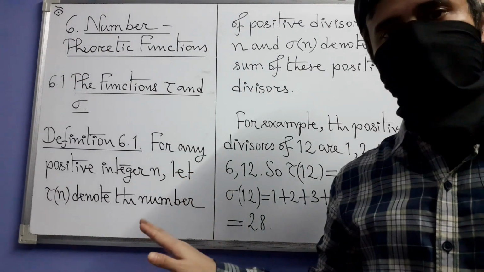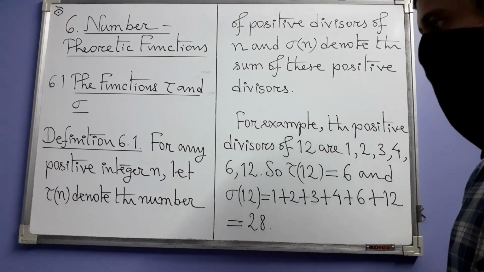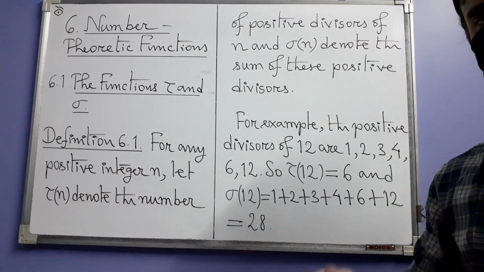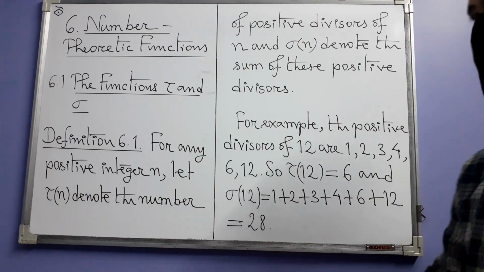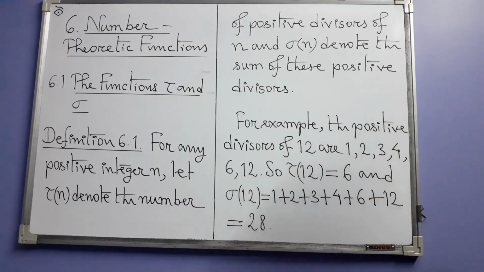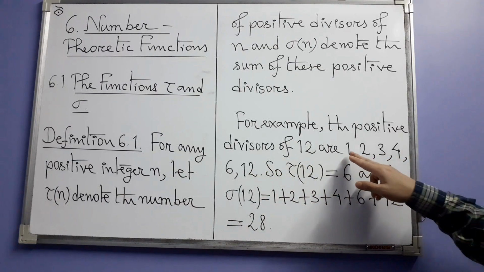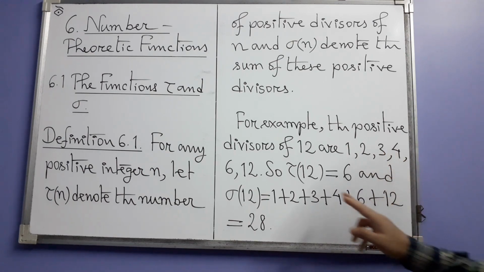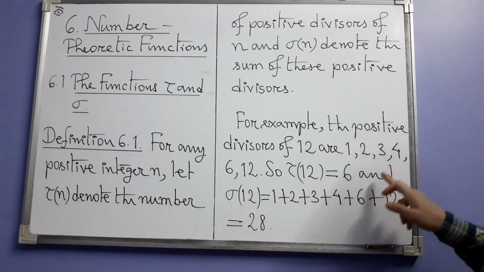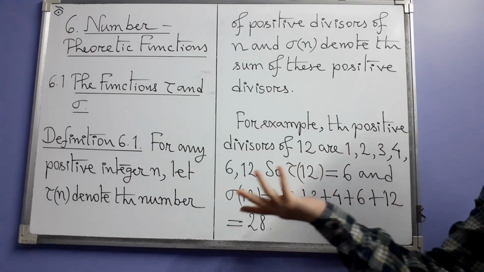So these are the functions tau and sigma. They are defined for positive integer inputs, that is, they are arithmetic functions. And what are their definitions? If you have any positive integer n, tau of n denotes the number of positive divisors of n, and sigma of n denotes the sum of these positive divisors. That's what they are. For example, if your input n is 12, say, now these are the positive divisors of 12, these 6 positive integers 1, 2, 3, 4, 6 and 12. So because there are 6 positive divisors, tau of 12 is 6 and sigma of 12 is their sum, which equals 28.